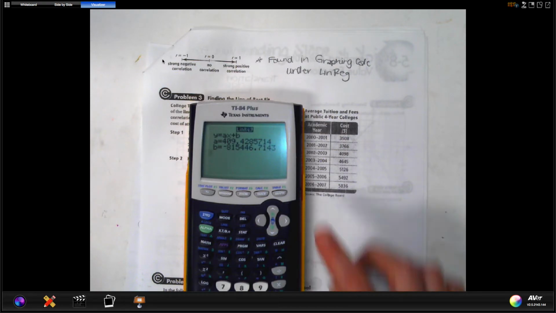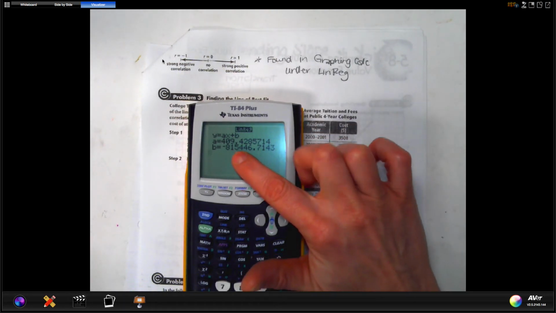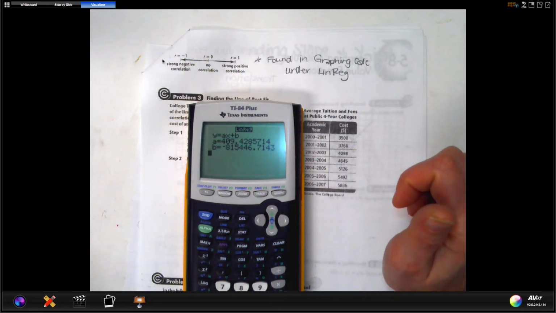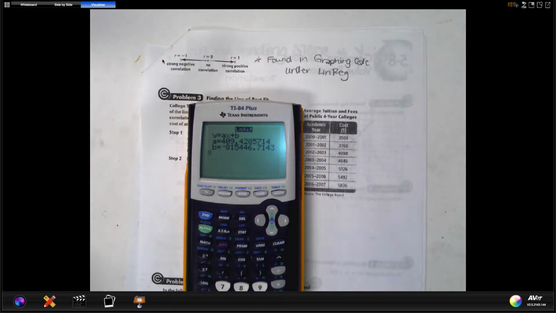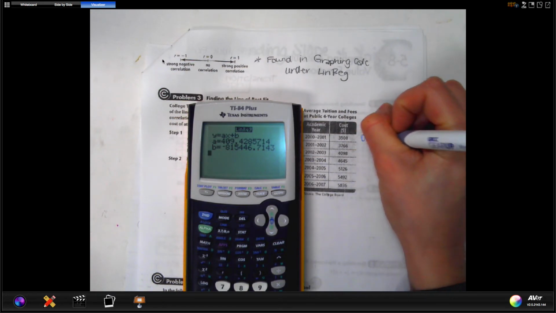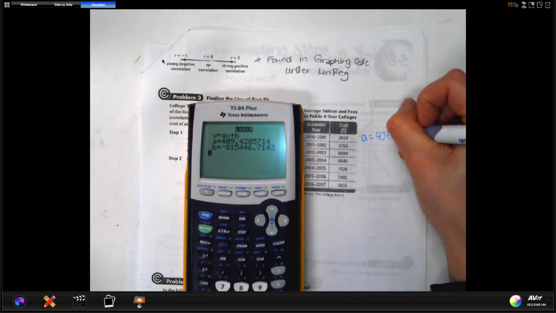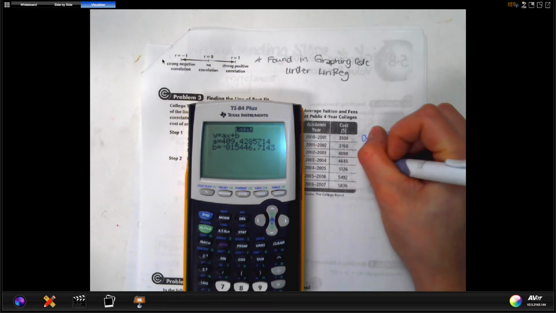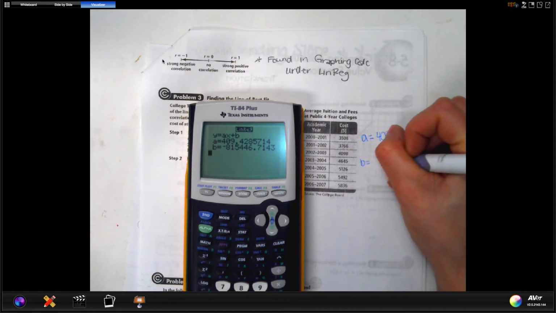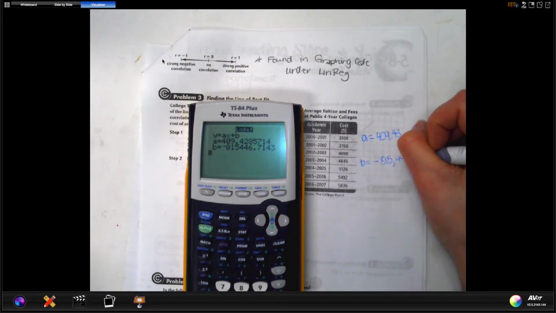And so what it will do is it's not going to give you the whole line, but it's going to give you a calculation according to what you've got. So we want to write that down on our paper. Okay, it's saying that our A value should be 409 point, and I'm going to round this, 43, and our B should be negative, for me, 815,446.71.